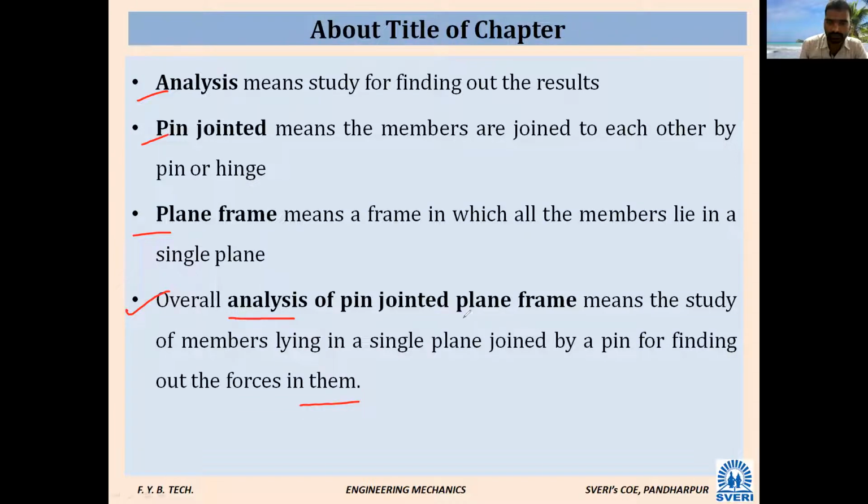Analysis of pin jointed plane frame means the study of members lying in a single plane, joined by a pin, for finding out the forces in them.